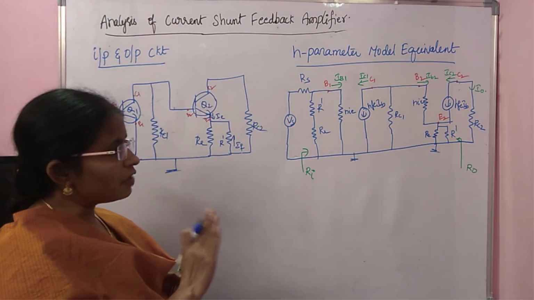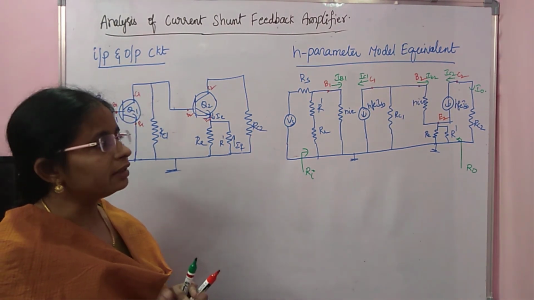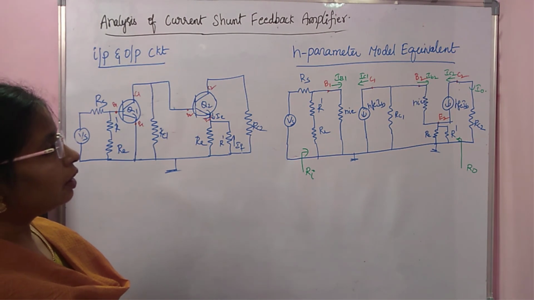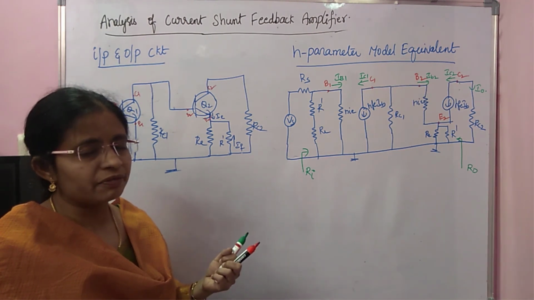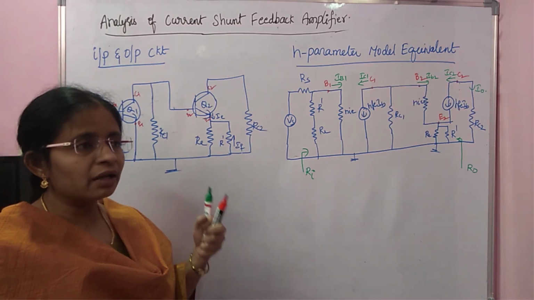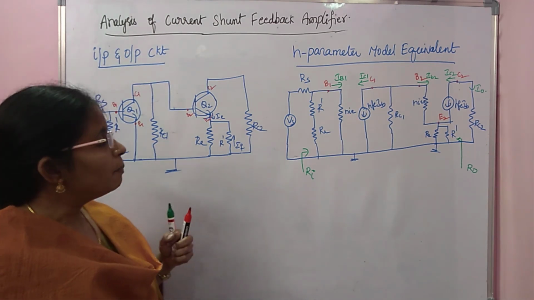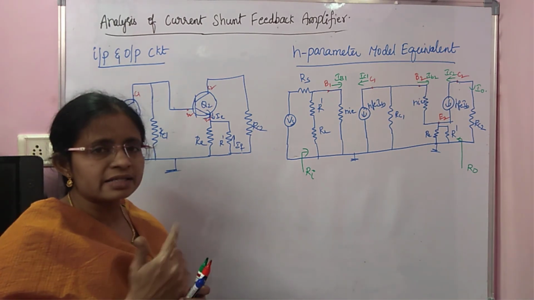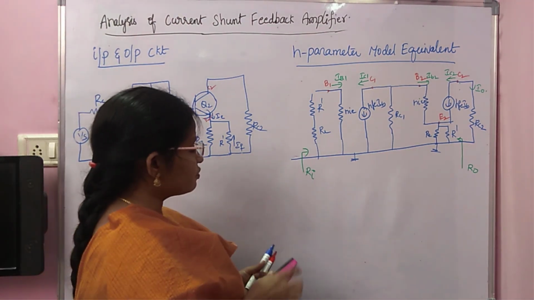For this h parameter model equivalent circuit, we have to evaluate A, beta, Ri, R0 and then RIF, R0F and AF. This is the current shunt feedback amplifier. We know for the current shunt feedback amplifier, the basic amplifier is a current amplifier, because the output is current sampling, meaning the output is current, and it gets mixed with the input in shunt, meaning the input is also current. But for the circuit, they have given Vs and Rs. Now we can change Vs and Rs to Is and Rs by using source transformation.